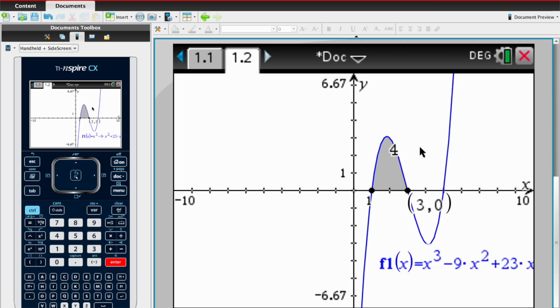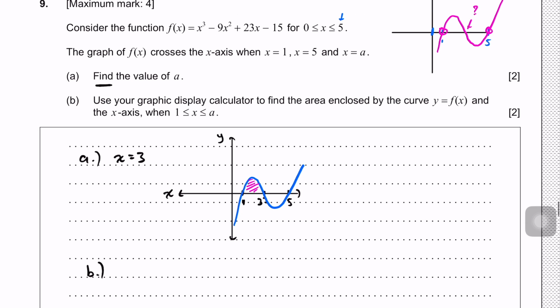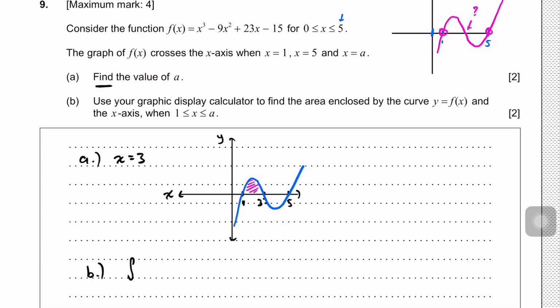For this, I'm going to go back to the document. I'm going to write out the integral. Here we go. So area under the curve starting at 1, going up to 3, for the function x cubed minus 9x squared plus 23x minus 15, in terms of dx, is equal to 4. Okay, that's this little shaded area is equal to 4. That's the area. Okay, not a bad question, I don't think.